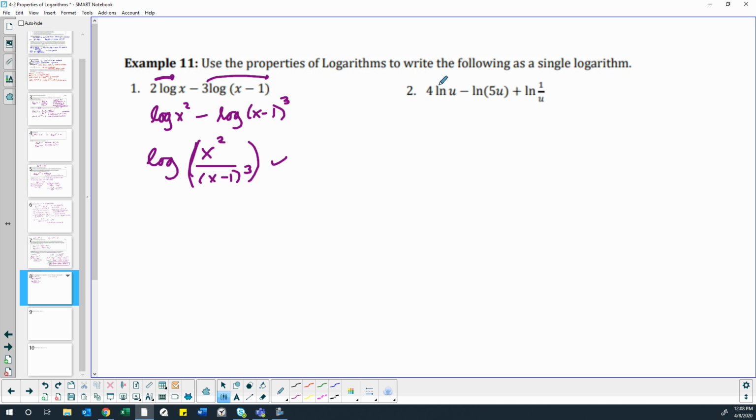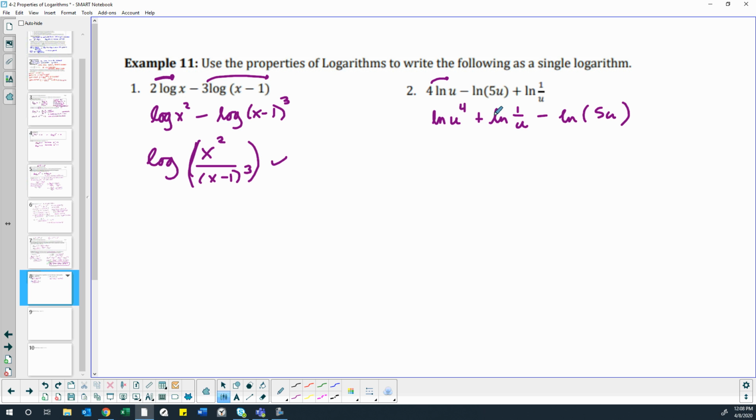Same thing here. Let's go ahead and use our power property. So that gives us natural log u to the 4th power. I'm going to reorder these just because the plus means it's going to go on the top, and the minus means it'll go on the bottom.